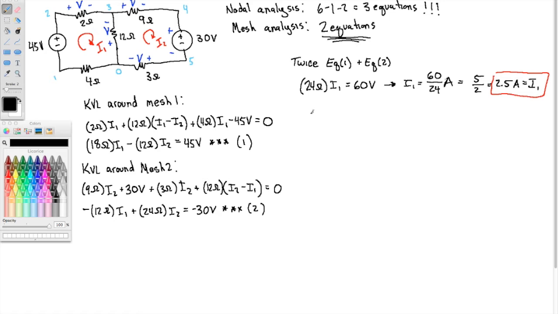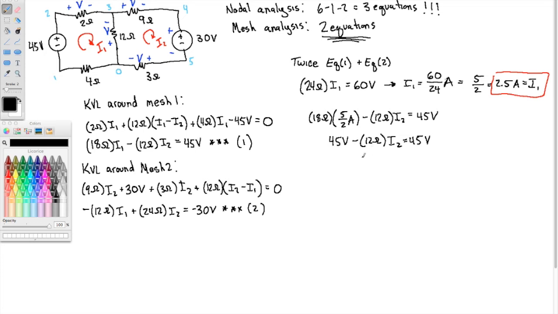So this gives me 18 ohms times, we'll keep it as 5 halves, 5 halves amps, minus 12 ohms times I2 equals 45 volts. Okay, so 18 times 5 halves, that is 9 times 5, that's 45 volts, minus 12 ohms, I2 equals 45.